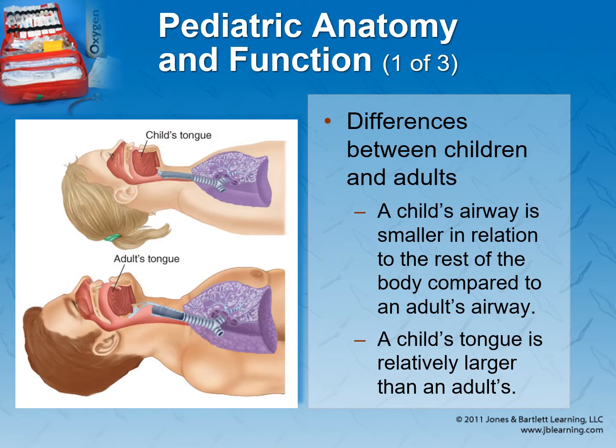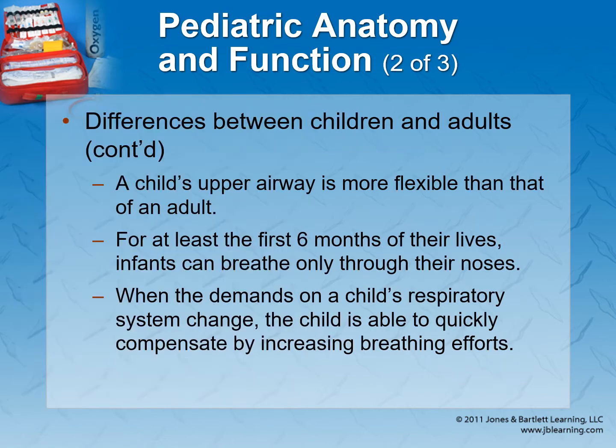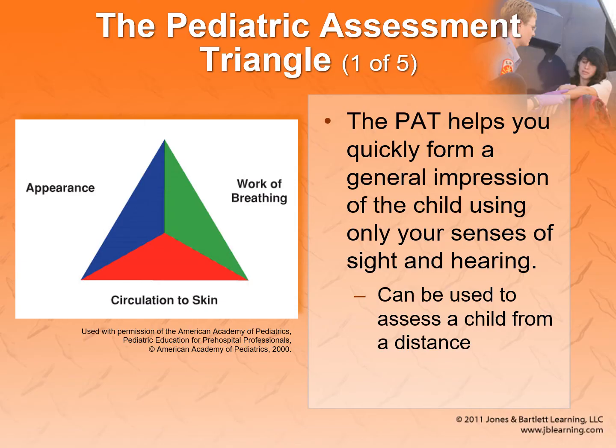Some of the differences between an adult and a child: a child's airway is smaller in relation to the rest of the airway, and the tongue is bigger. So, smaller airway, larger tongue. The upper airway is a lot more flexible, and infants don't really use their tracheas much in the first 6 months of life. The trachea is about the diameter of a straw, so it's very small. Children use about twice as much oxygen as an adult, so if there's a respiratory issue, it presents very quickly because they go into trauma much quicker than an adult would.